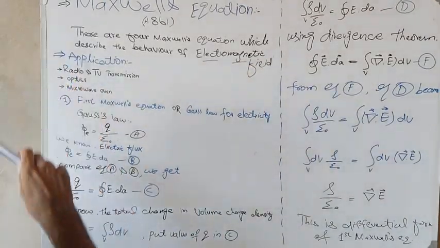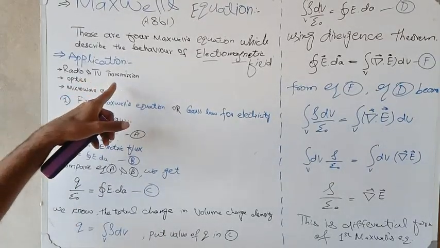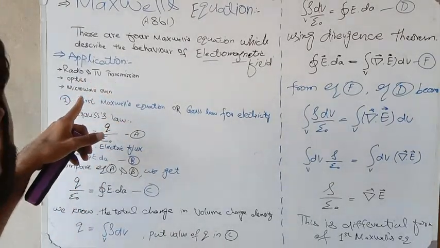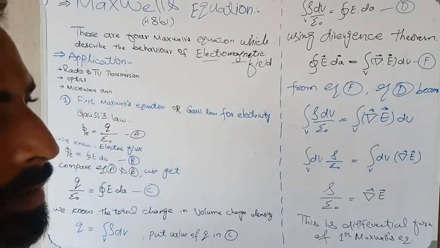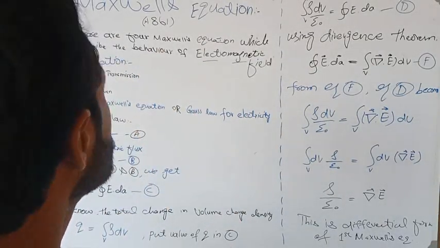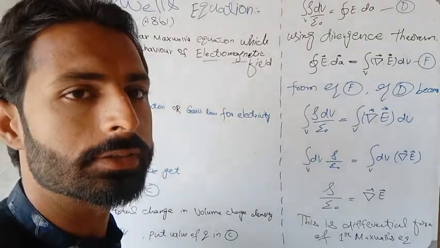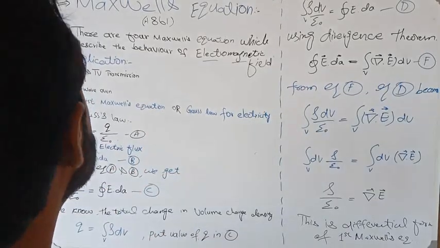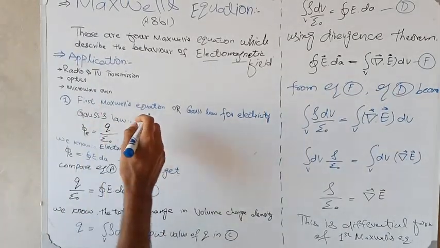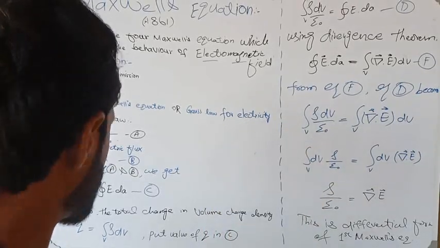So, applications: radio and TV transmission, optics, and microwave ovens are applications of Maxwell's equations. There are 4 Maxwell equations. In this lecture we will discuss the first Maxwell equation. The first Maxwell equation has another name: Gauss's law for electricity.